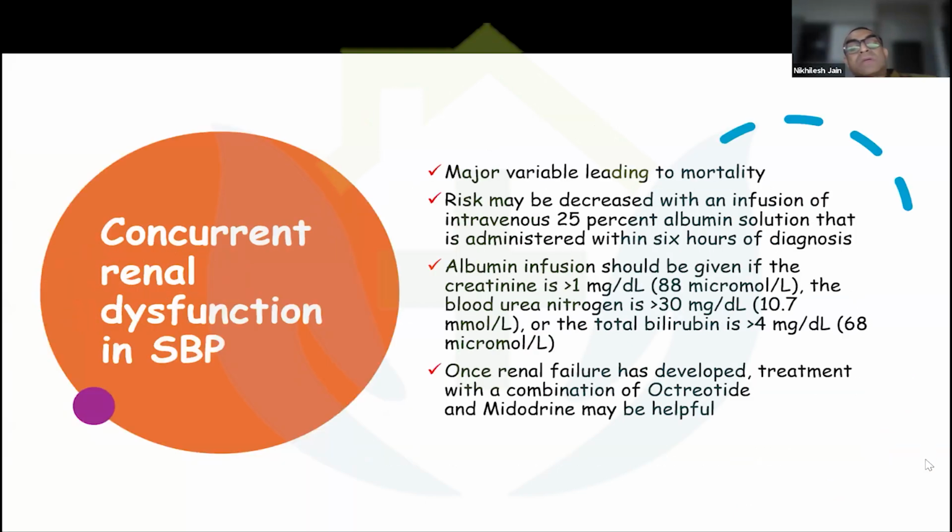If there is a concurrent renal dysfunction in spontaneous bacterial peritonitis, it's a major variable which leads to mortality. Risk may be decreased with an infusion of IV 25% albumin solution, which is administered within 6 hours of diagnosis. Albumin infusion should be given if the creatinine is more than 1, that is 88 micromoles per liter, or more than 1 milligram per deciliter, the BUN or blood urea nitrogen is more than 30, 10.7 millimoles per liter, or the total bilirubin is more than 4 milligram per deciliter. Once renal failure has actually developed, treating with a combination of octreotide and midodrine may be a helpful intervention.